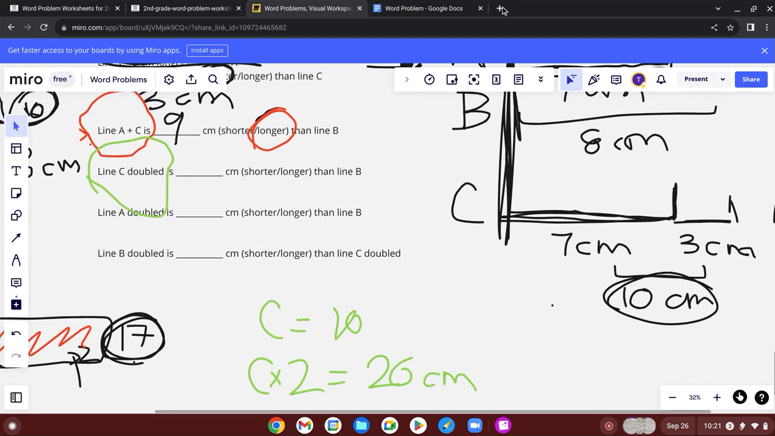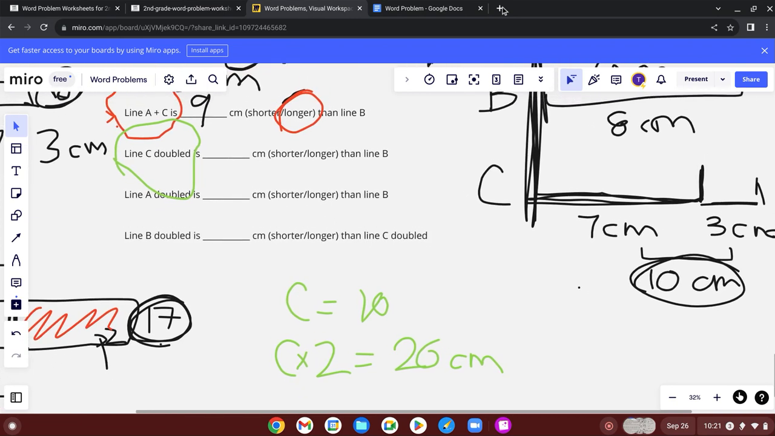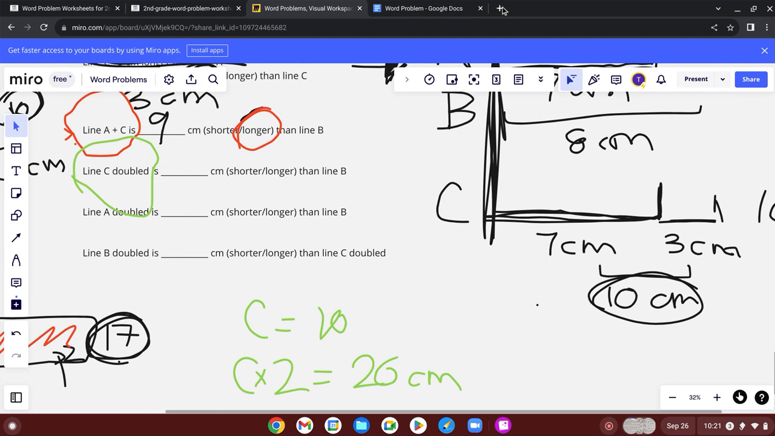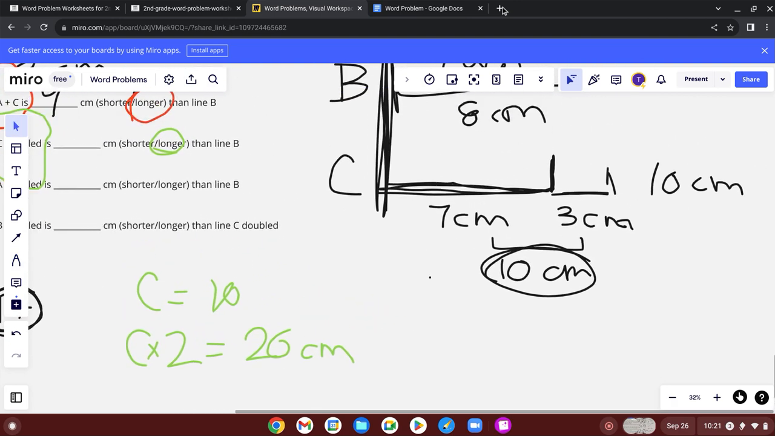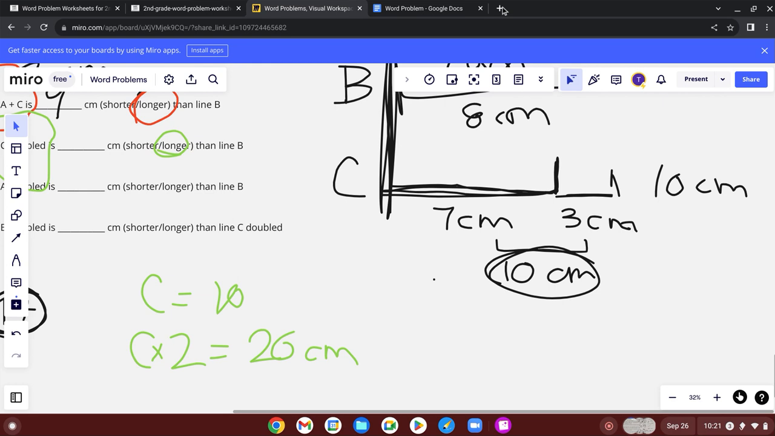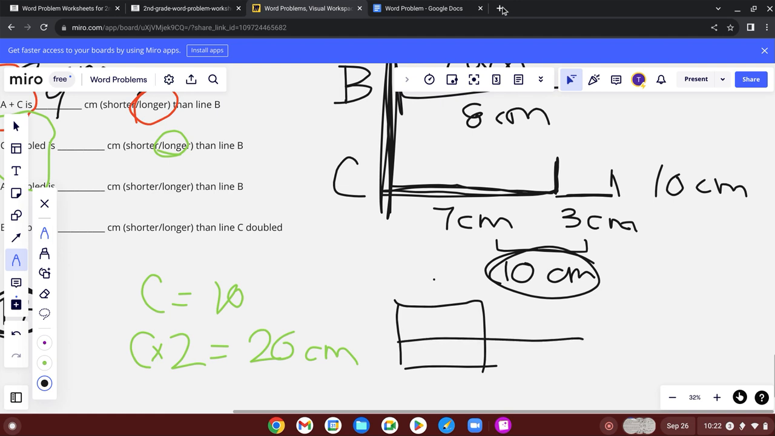So is it longer or shorter than line B? Longer. Right, it's longer. How much longer? 10 more. So to find out longer or shorter, what are we doing? Comparing. So we need to do a what diagram? Tape diagram. Mommy, I thought we can also do a multiplication again because it's double.